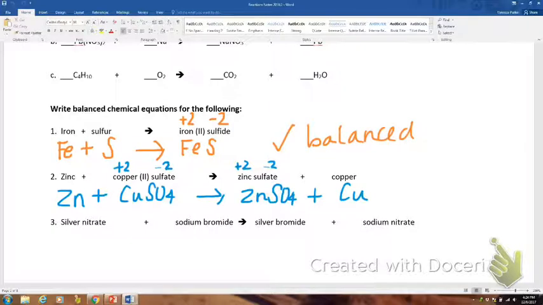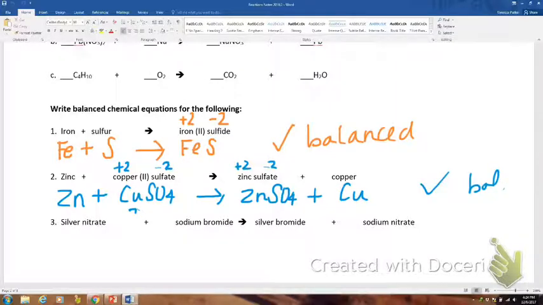Okay? And that is probably one of the big mistakes that kids make in the beginning: when they see zinc by itself, they go look at their pink sheet and they go, oh, zinc's a +2. It's not a +2 when it's by itself. It's only a +2 if it's bound with something. And then same thing with copper. Here it's got a charge in this one because it's bound, but over here it's just by itself. And that one is already balanced.